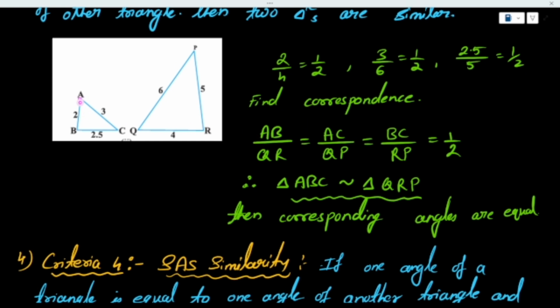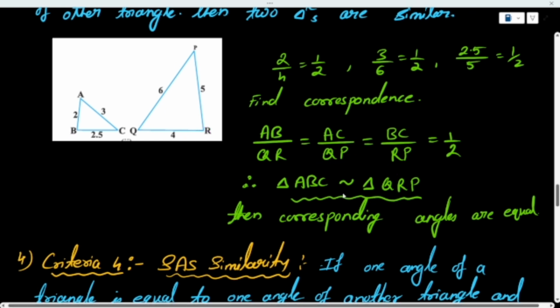So what is the correspondence? AB by QR is equal to AC by QP is equal to BC by RP, which is half. Now how will you check it here? Look at the sides 2 and 3. What are the corresponding sides? 4 and 6. What is the vertex between them? Q. So A corresponds to Q. Similarly, for 2 and 2.5, the vertex between them is B. Then the sides are 5 and 4, and the vertex is R. So B corresponds to R. Similarly, C corresponds to P. So the moment the triangles are similar, you can say corresponding angles are equal.